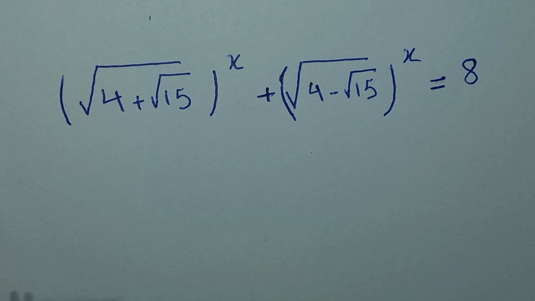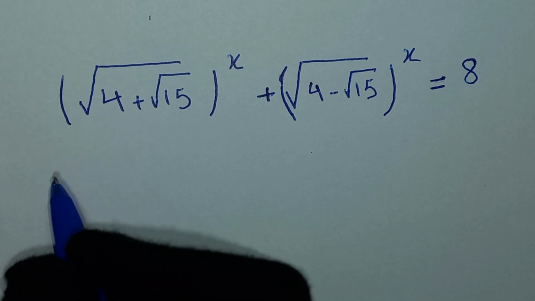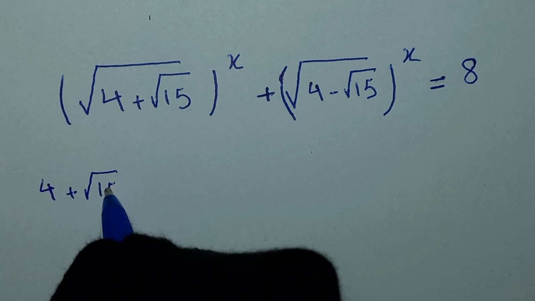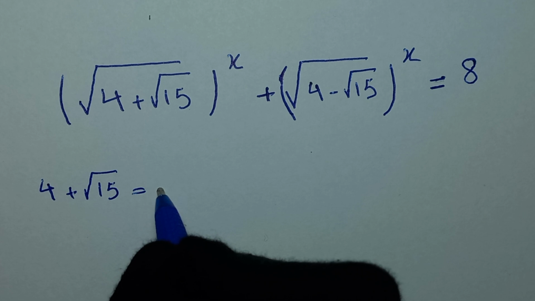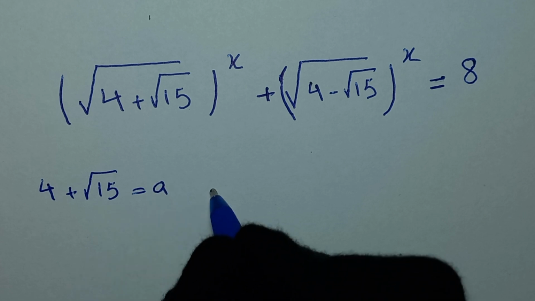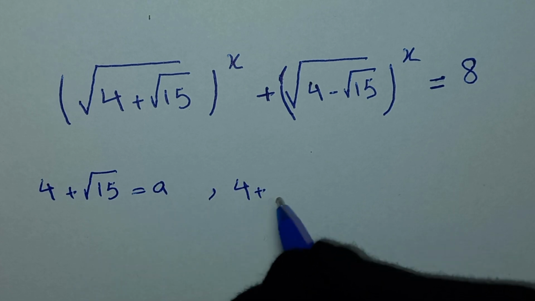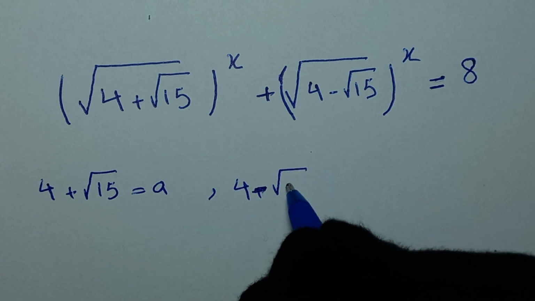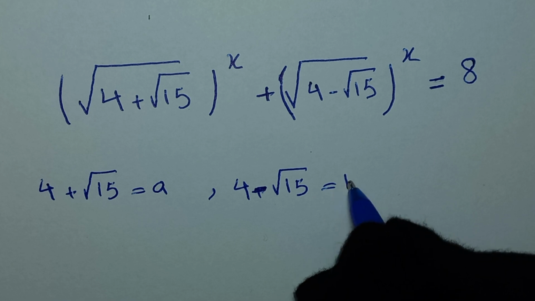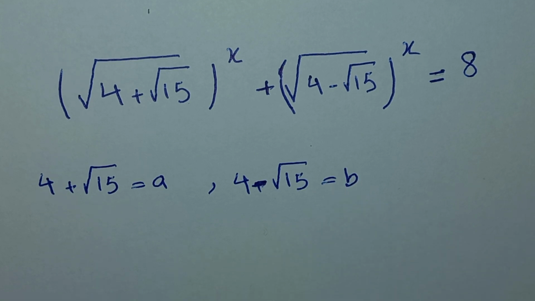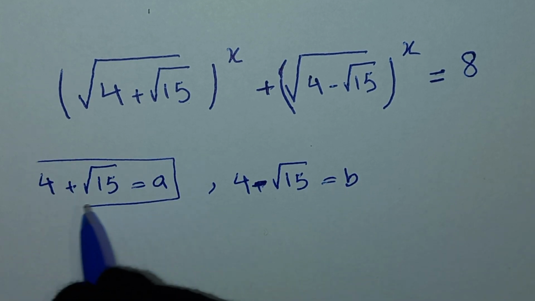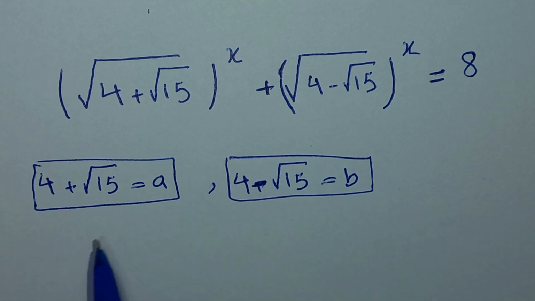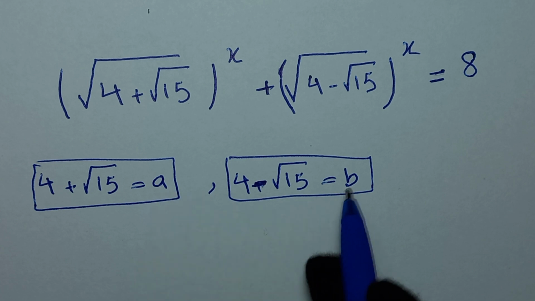In the first step, we let 4 plus square root of 15 be a, and 4 minus square root of 15 be b. This is a and this is b. And we multiply a times b.